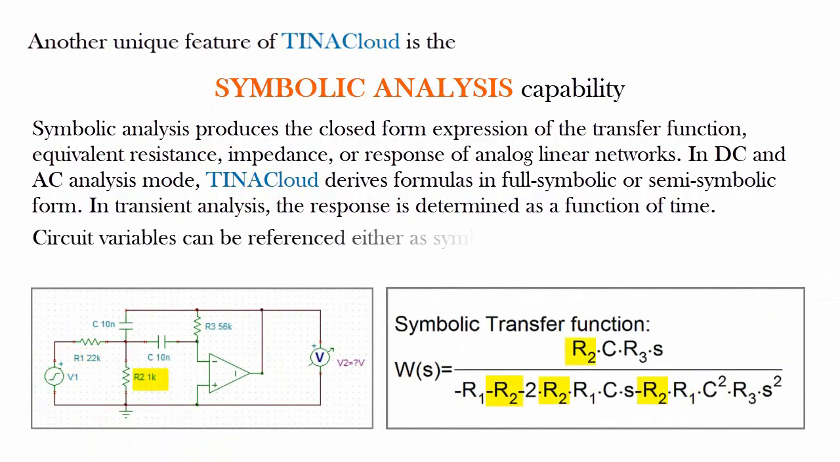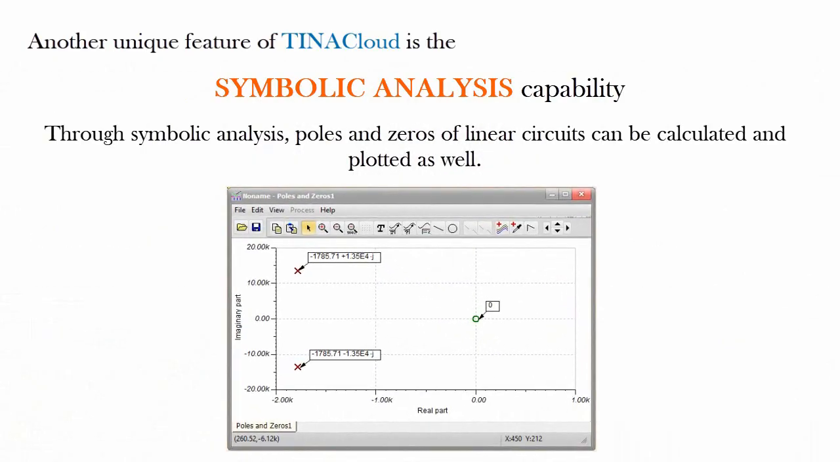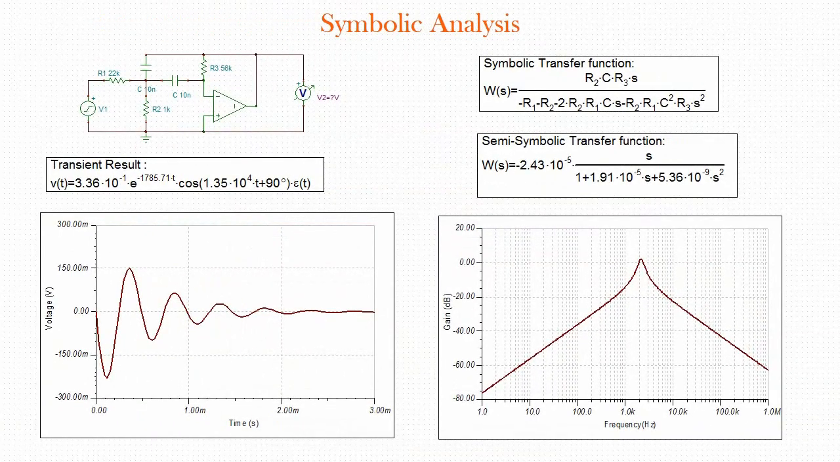Circuit variables can be referenced either as symbolic names or by value. Through symbolic analysis, poles and zeros of linear circuits can be calculated and plotted as well. For example, let's see the symbolic and numerical analysis results of an active bandpass filter.